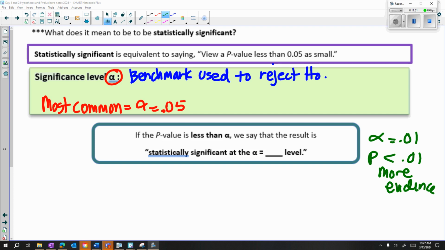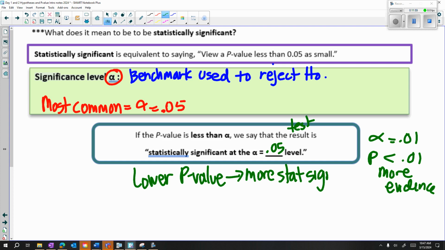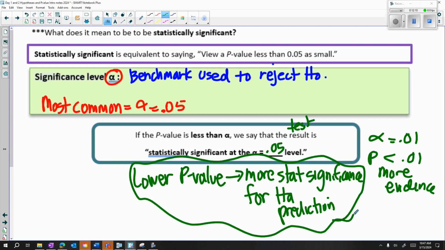So the verbiage that we use is we say if P is less than alpha, then the result of our test is statistically significant at the alpha equals 0.05 level, for example, if we're doing 0.05, 0.01, okay? And the more significant, the lower the p-value. The lower the p-value, the more statistical significance for your alternative hypothesis prediction. All right, that is everything you need to know in a nutshell here.